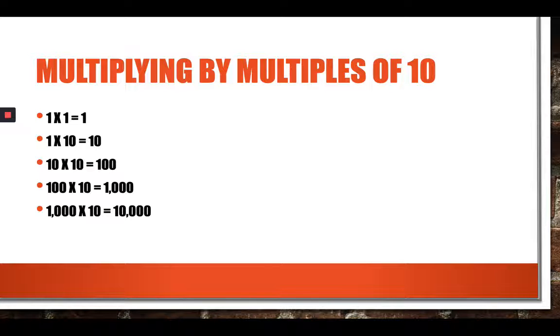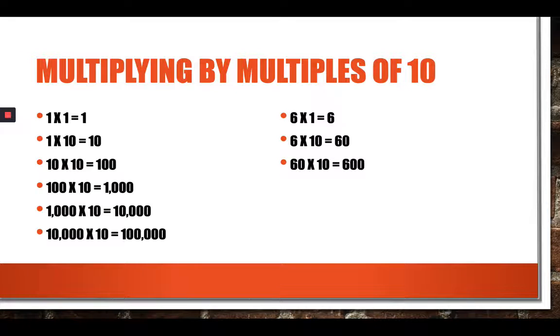1,000 times 10 is 10,000. And 10,000 times 10 is 100,000. Let's look at something besides a 1. Let's look at 6. 6 times 1 is 6. We say that 6 times 10 is 60. 60 times 10 is 600.